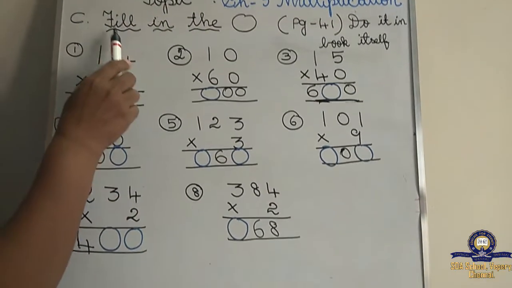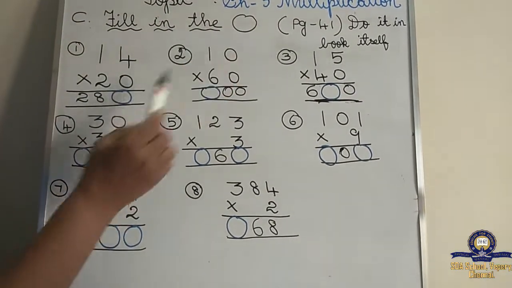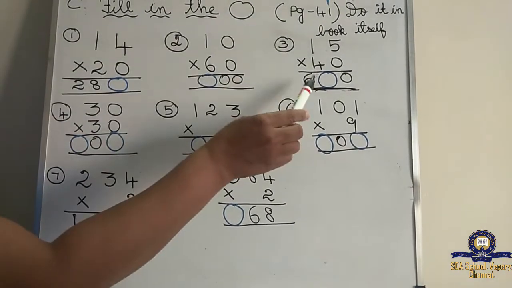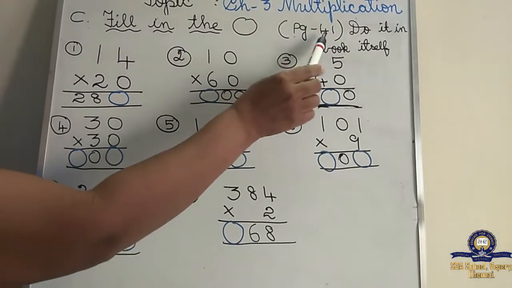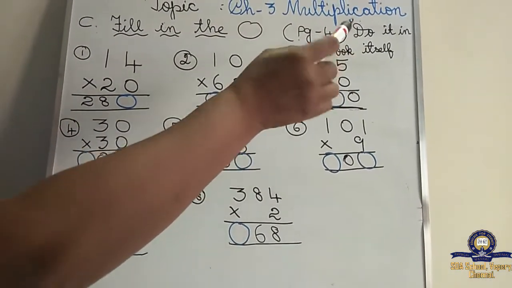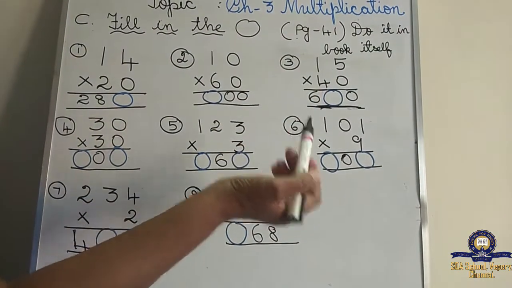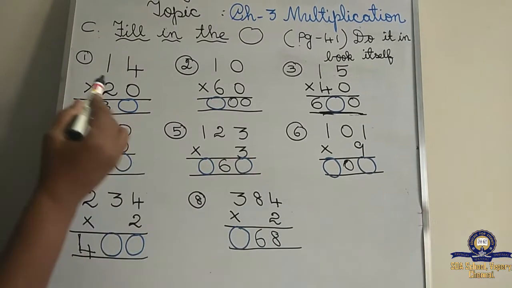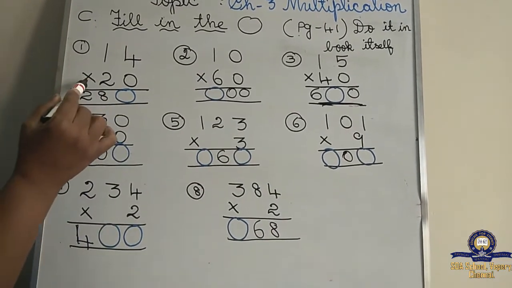Okay, children, now we will see, fill in the circle. Can you see here? You have to fill in the circles. Understood? This is also on page 41. You can do it in the book itself. Those who do not have the book, you have to do it in the rough note or whatever note you are having. Okay. Now 14 into 20.